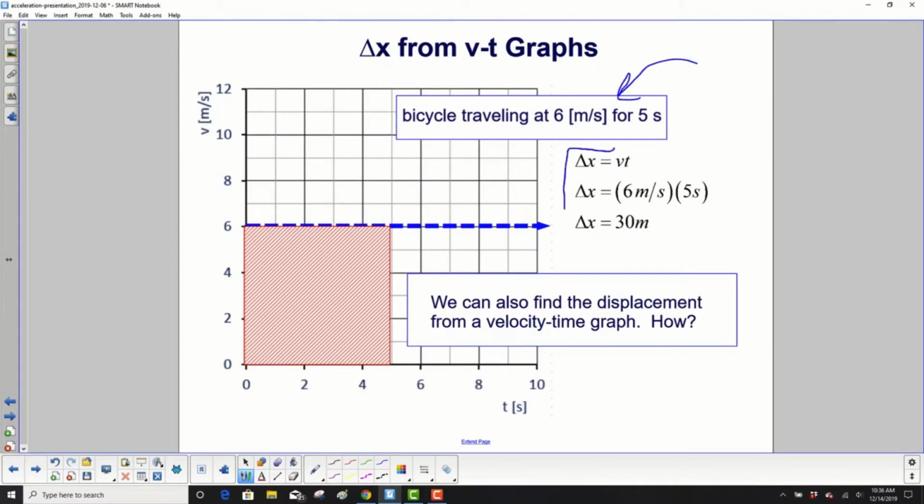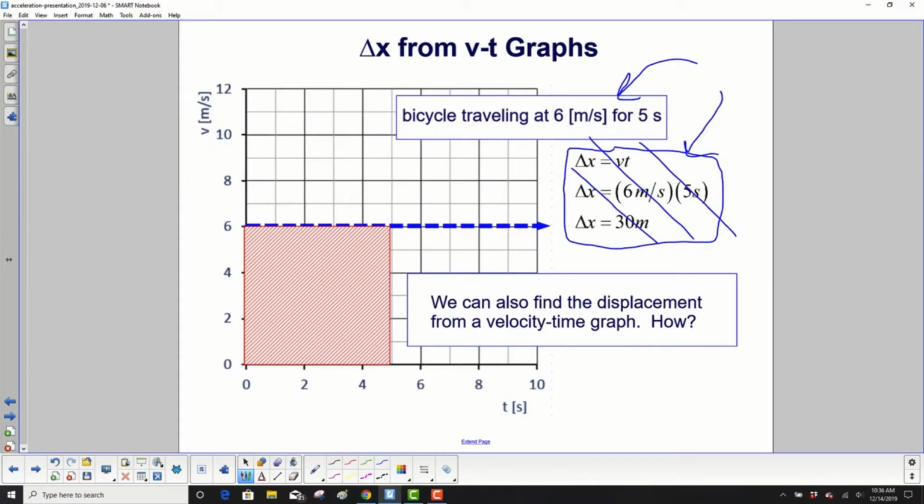We use the equation for the average velocity rearranged to solve for displacement. We put the numbers in, 6 meters per second times 5 seconds, and we get 30 meters. We can also find that displacement without using this equation. We're not going to use it.